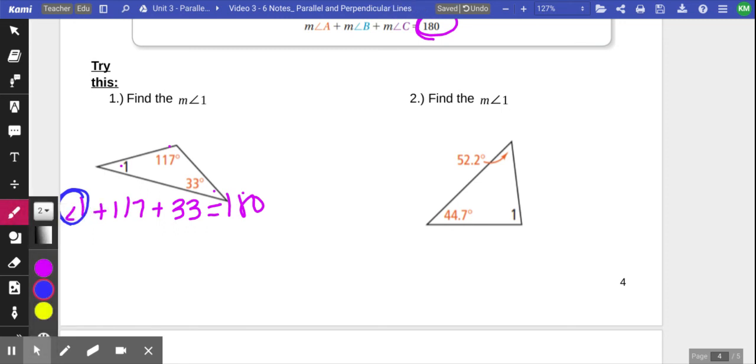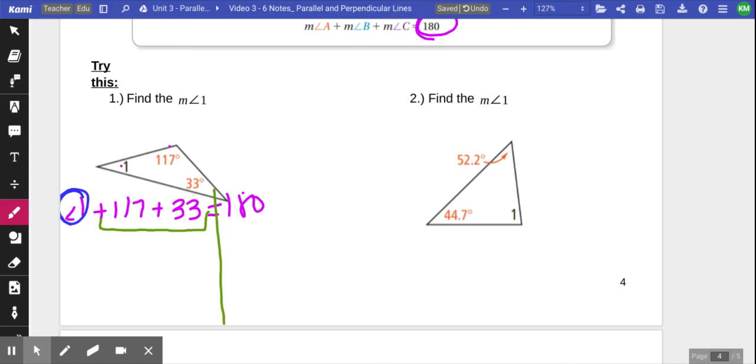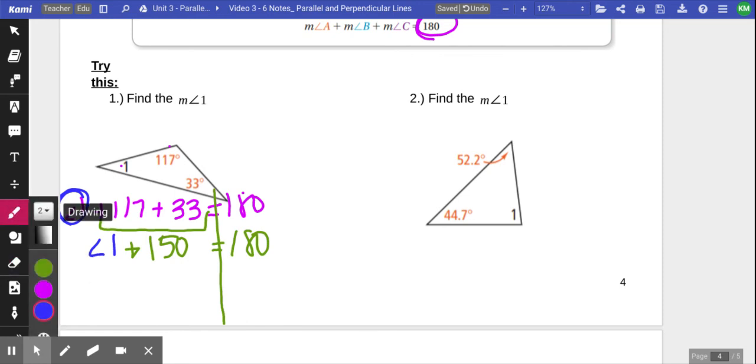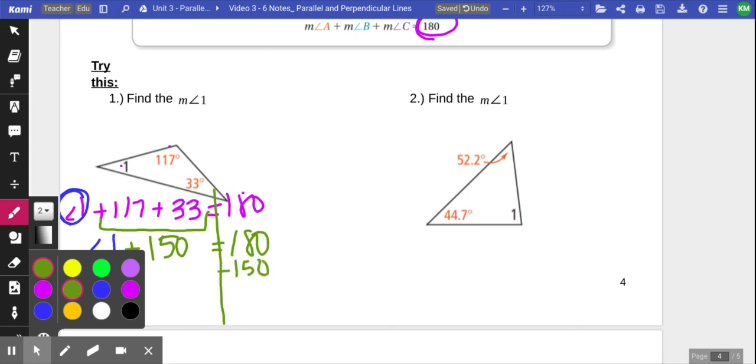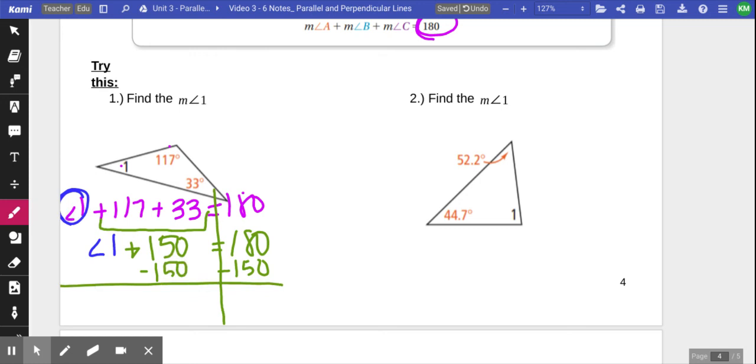So now what I can do is use some algebra and begin to solve for angle 1. I draw my line down the middle and I begin to combine like terms. Here are my like terms, 117 and 33. So if I add 117 and 33, I get 150. Now don't forget, angle 1 is missing, so I still have to bring that down. Okay, so now I want to get angle 1 by itself. That's like my variable. So in order to do that, I have to subtract 150 from both sides. And 180 minus 150 is 30. So the measure of angle 1 equals 30 degrees.